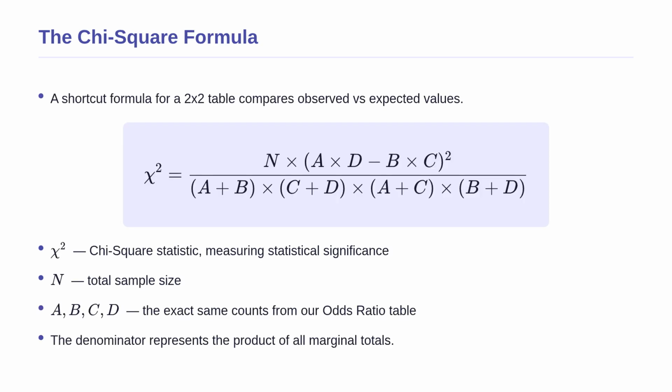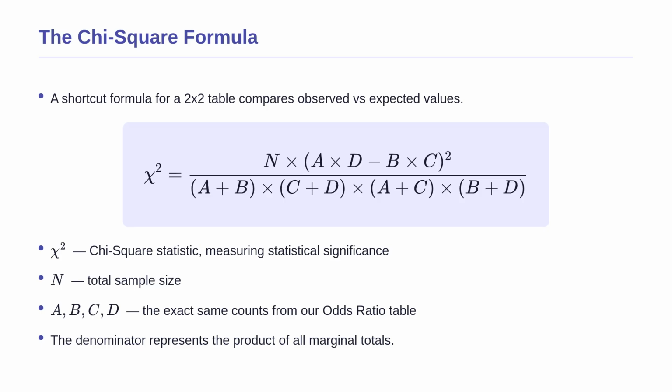Now that we know why we need to test for significance, let us look at the mathematical tool we use. This is the chi-square formula, specifically a shortcut designed for a 2x2 table. Conceptually, it measures how far our observed data deviates from the expected baseline.